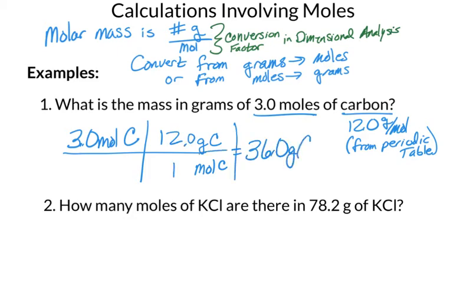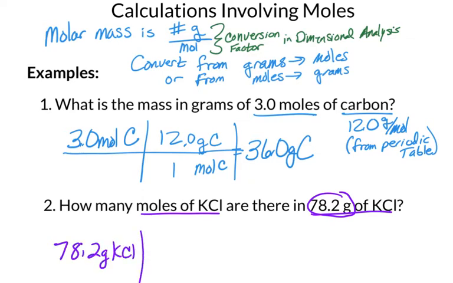How about number 2? This one's a little bit different. In this case, it says how many moles of KCl are there in 78.2 grams of KCl? And for this problem, we're going to start with what we know. And in this case, that is that we have 78.2 grams of potassium chloride. So here we can see that we have grams to start with. We need to change from grams to moles. And the way to do that is to use the molar mass.